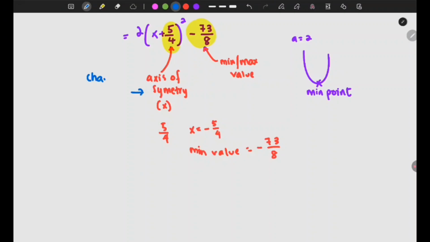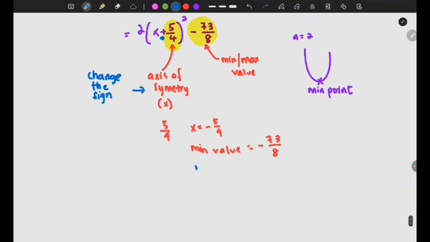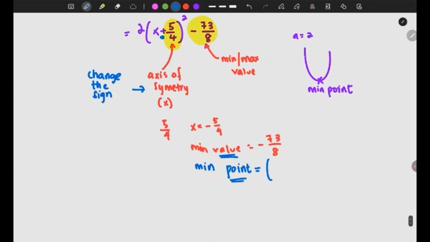If they ask you the minimum point, and then the coordinate, minimum point. Point means coordinate. There's a difference between a value and a point. Point means you have to give it in coordinate form, which is the x and y. So what is your x? Negative 5 over 4. So write negative 5 over 4. And my y is negative 73 over 8.